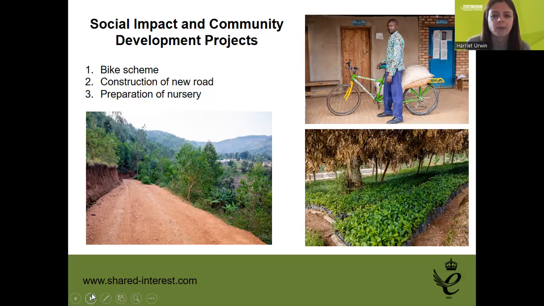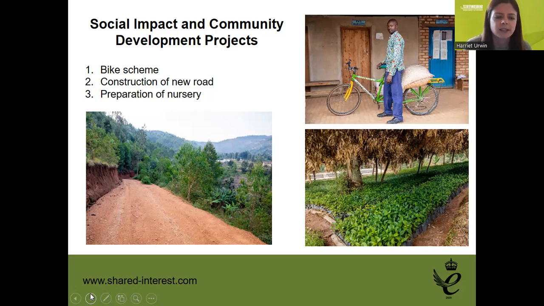And on a bike, a farmer can carry between 200 and 400 kilograms of cherries. So it really made a significant difference and reduced the number of journeys that the farmers had to take with their product. In 2021, Coakaka constructed a new road, a 1.25 kilometre road, which connects one of their main coffee washing stations with the main highway.